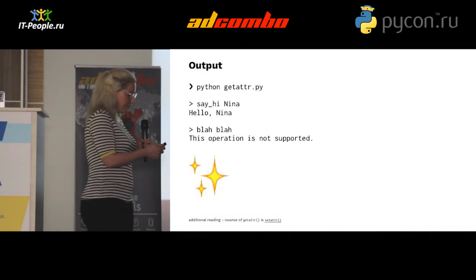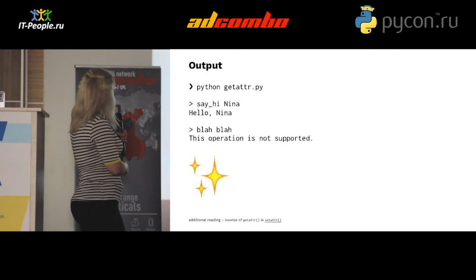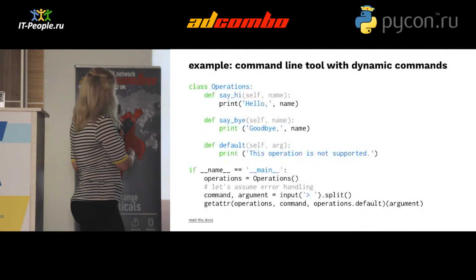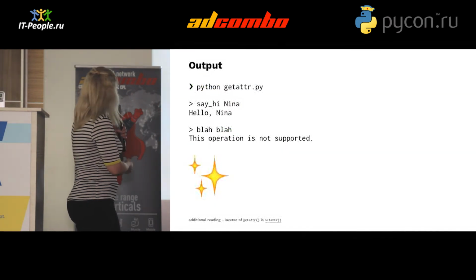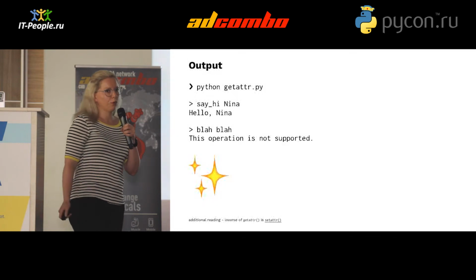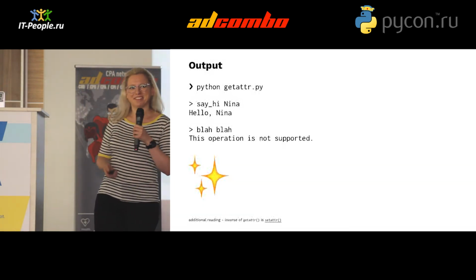Now the output, when we run our program, if we say hi, which was the method defined here, given a parameter, just using getattr, we get the right method. If we try to give nonsense data, it says this operation is not supported. I think that's pretty cool.